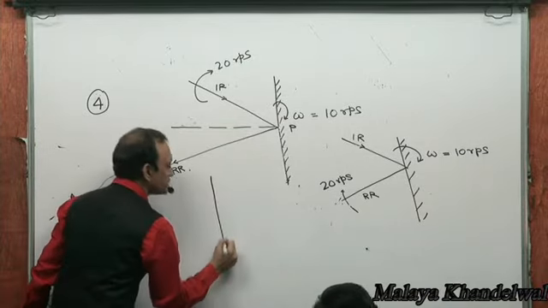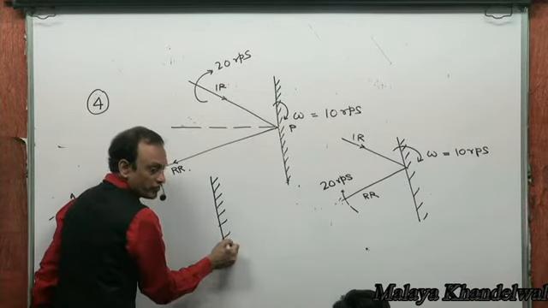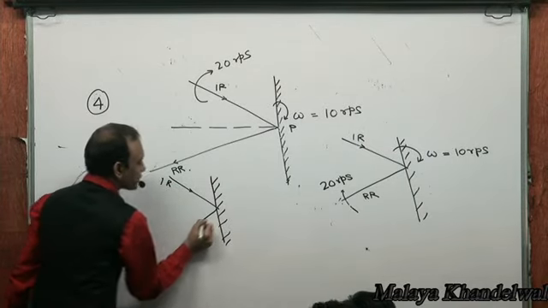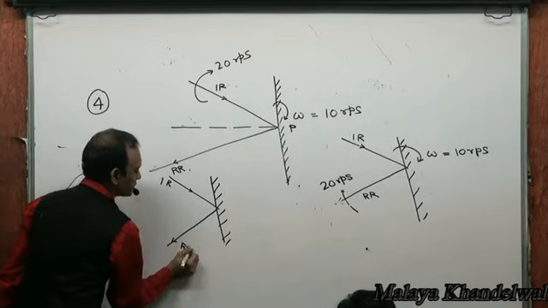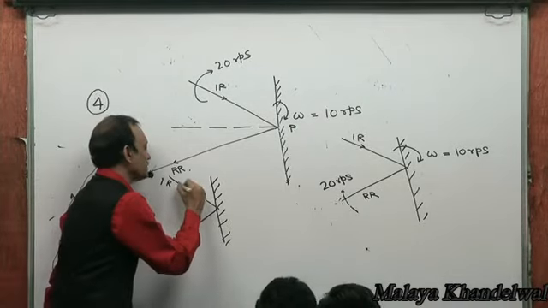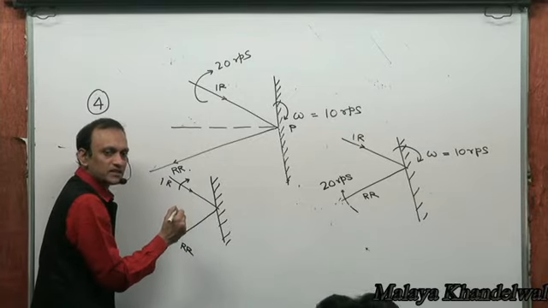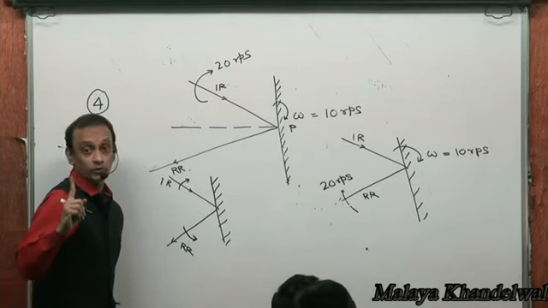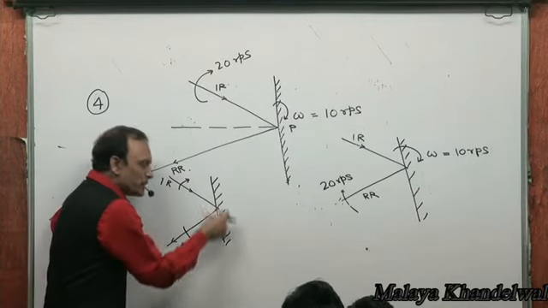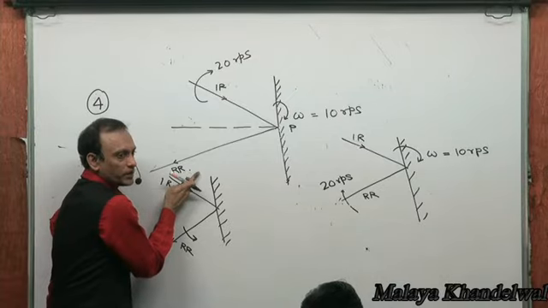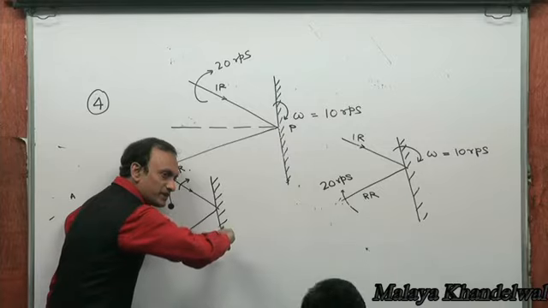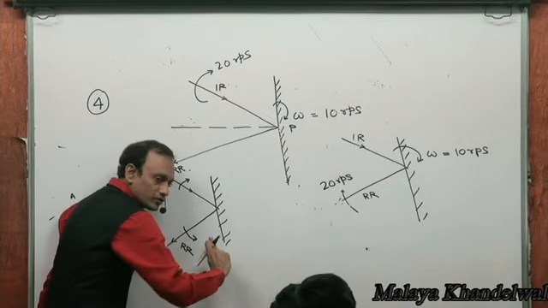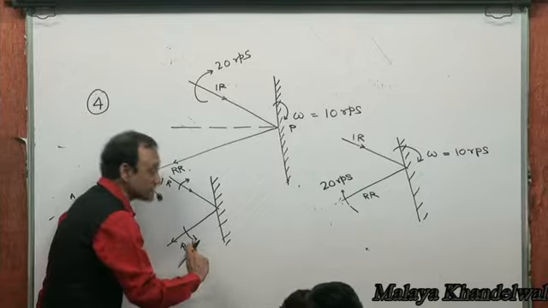Now, imagine the mirror to be fixed. And this is my incident ray. This is my reflected ray. Now, very simple. If the mirror is fixed and if the incident ray is rotated in this sense by a certain angle, the reflected ray will rotate in this sense by the same angle. Would you not want to believe that? If the mirror is fixed and the incident ray is rotated by 20 degrees here, then the reflected ray will rotate by 20 degrees here. If the incident ray is rotated by 5 degrees here, the reflected ray will rotate by 5 degrees in the opposite sense. Yes or no?